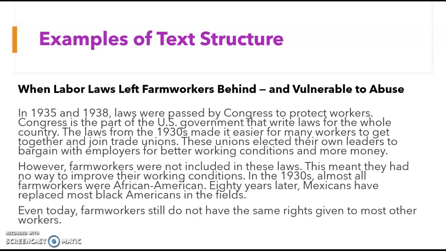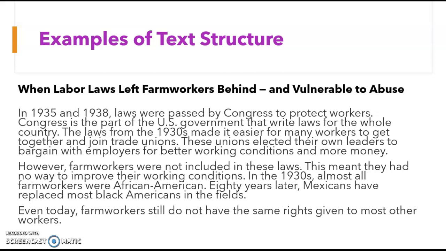When labor laws left farm workers behind and vulnerable to abuse. In 1935 and 1938, laws were passed by Congress to protect workers. Okay, jumping out of reading mode for just a second. When I hear the words protect workers, and I see the word laws, right away in my brain, I'm starting to think, wait a minute, why would somebody have to pass a law to protect workers? Sounds like something might be going wrong here.